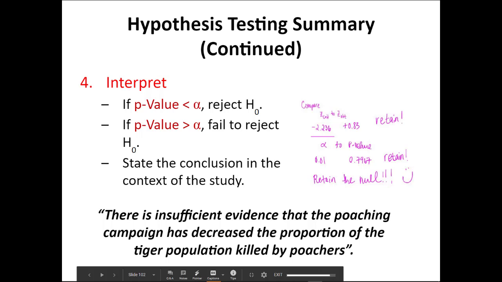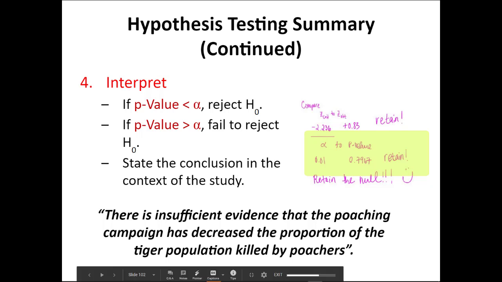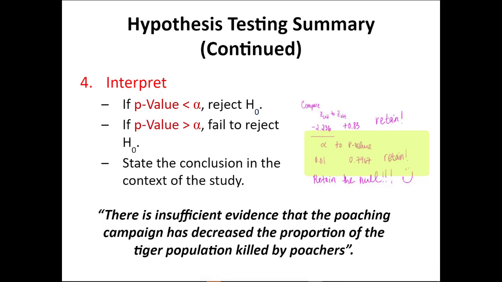Finally, we looked at the p-values and the test statistics. When comparing the p-value to the alpha, if the p-value had been less than the alpha, we would have rejected the null, but it wasn't. Our p-value was greater than our alpha. So we retained, or another way to say that, we failed to reject the null. Finally, we stated the conclusion in the context of the study.